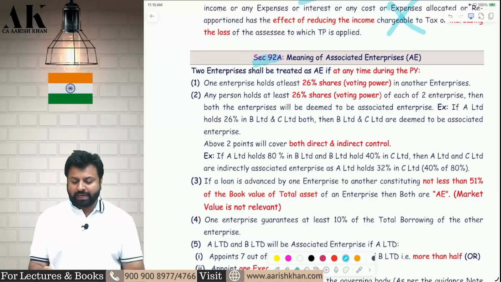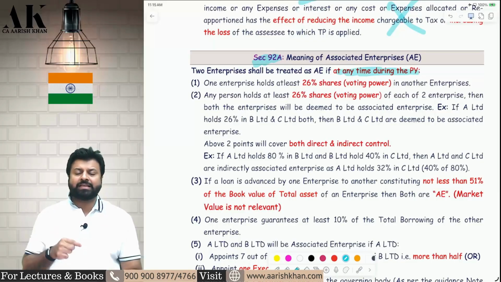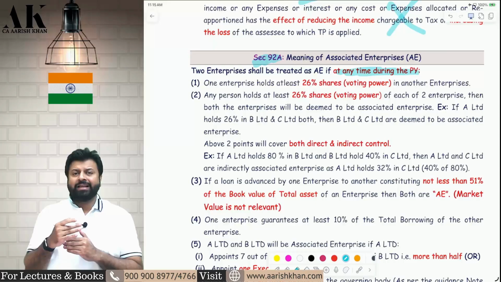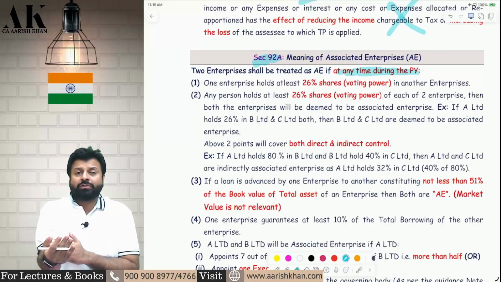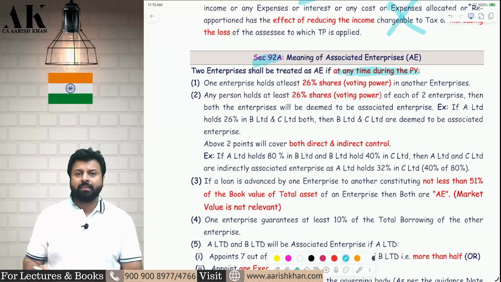All the 12 cases shall happen at any time during the previous year. If at any time during the previous year any of the activity is happening, you are associate enterprise. It is not necessary that the 12 conditions should concurrently be following throughout the 365 days. Not necessary. If either of the 12 conditions has happened even for a moment during the previous year, then you both are associate enterprise.